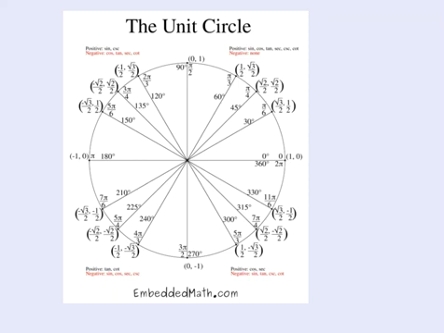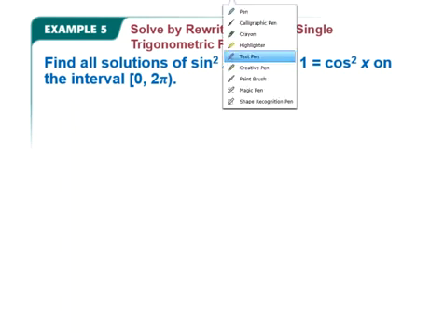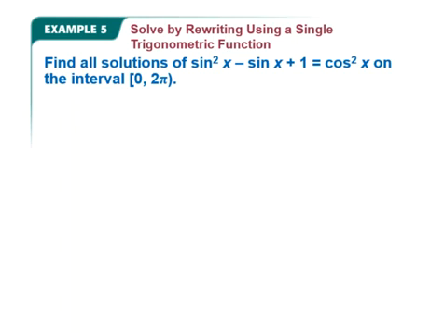So let's go to example 5, which is the very start. You will see that it says solve by rewriting using a single trigonometric function. This is why it's important to have your Trig identity sheet out first. What I'm going to do is start by just rewriting the problem. Let me make sure I get my pen capability out here. Pen, there we go. Okay, so I'm going to rewrite my whole problem.